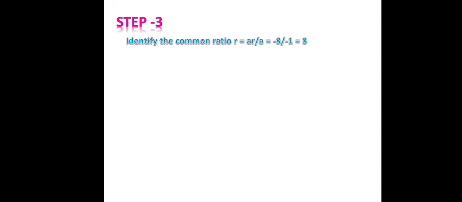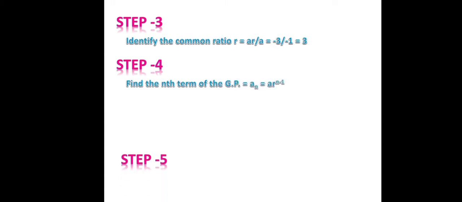Continuing the third step, we will identify the common ratio also by using the formula AR by A is equal to minus 3 by minus 1, where minus and minus will get cancelled and we will get answer as 3. So R will be 3.